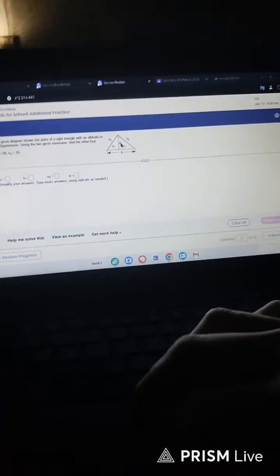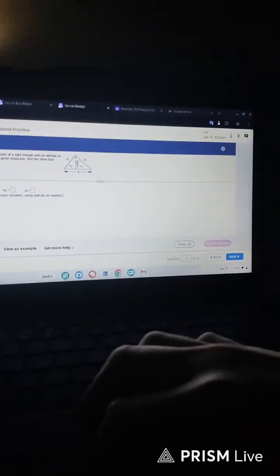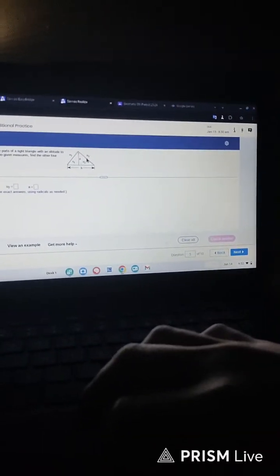Now to the hypotenuse. Using the two given measures, find the other four. So U1, this one, is equal to 18. Then S2, this segment here, equals 15. So 15 plus S1 equals H.